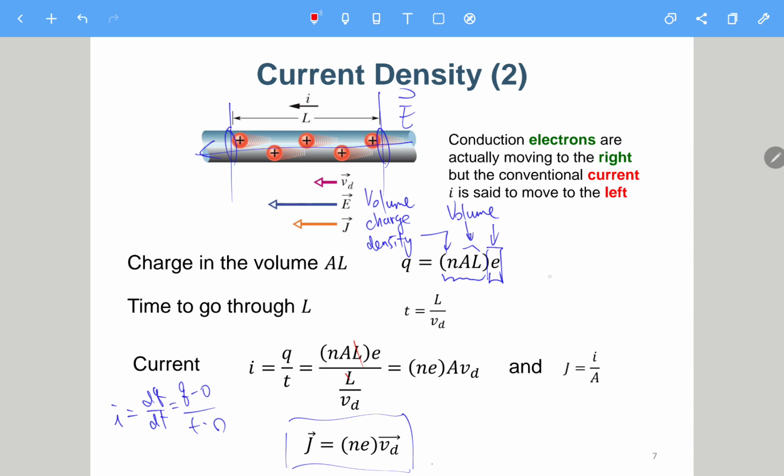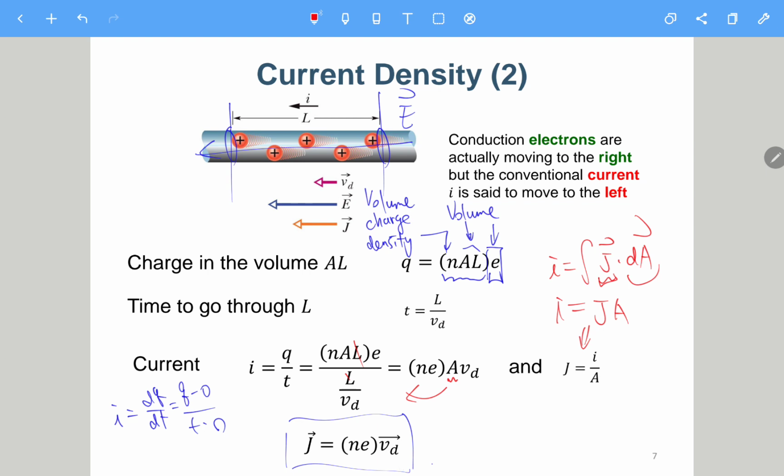Just now we have I equals the integration of J dot dA. Of course, if we consider J and A point in the same direction, and J is uniform across the cross section of the wire, it turns out to be J times A. So I equals J times A, so we have J equals I over A. Then we can move this A to the left side, so we have I over A on the left side equals n e times vd. Which means that I over A is J. So we have J equals n e times vd.